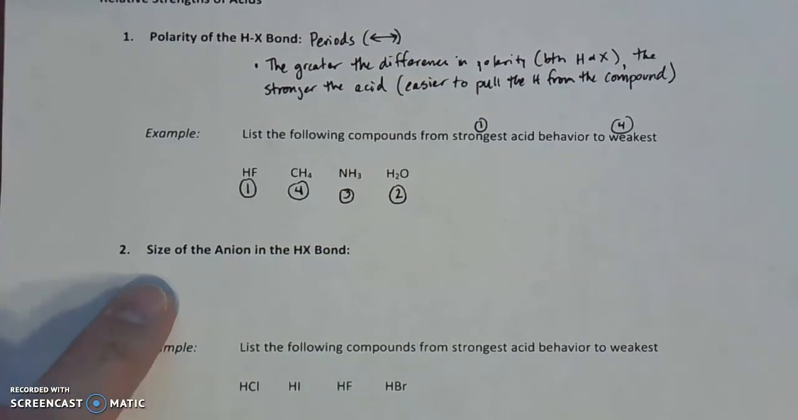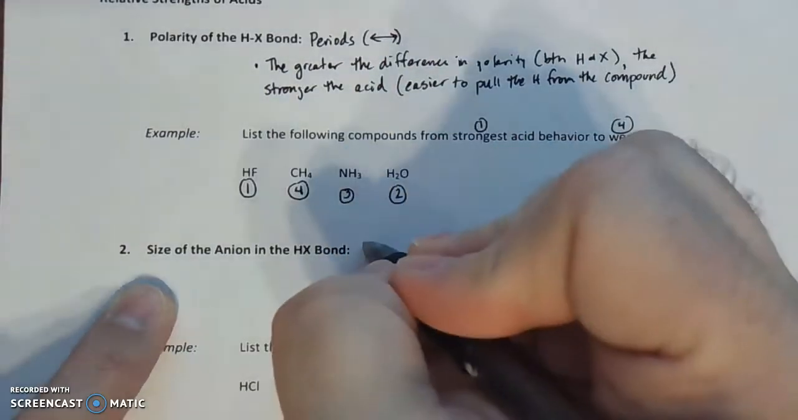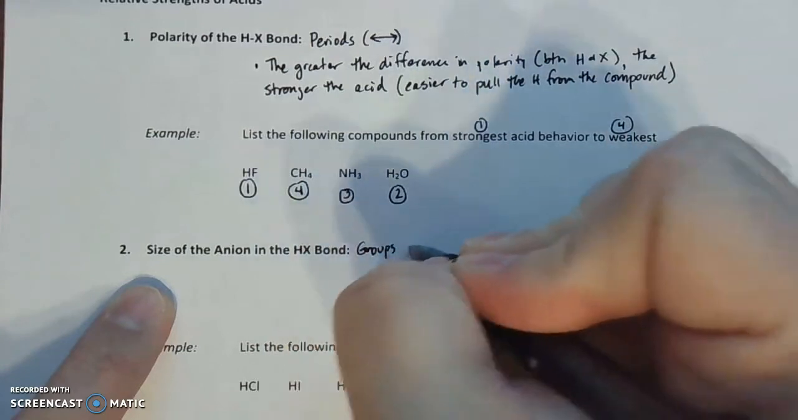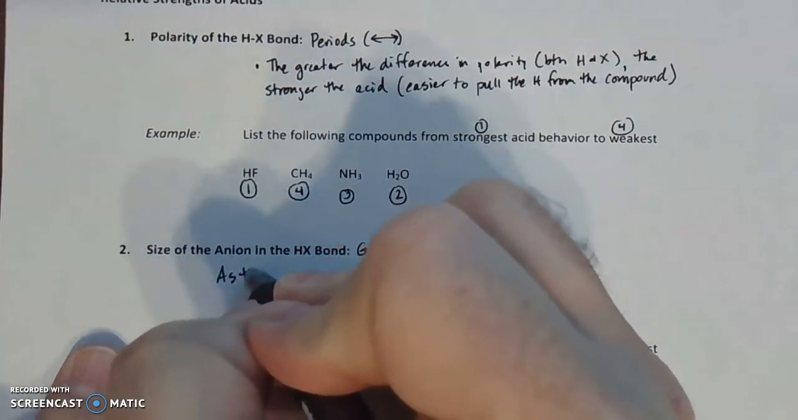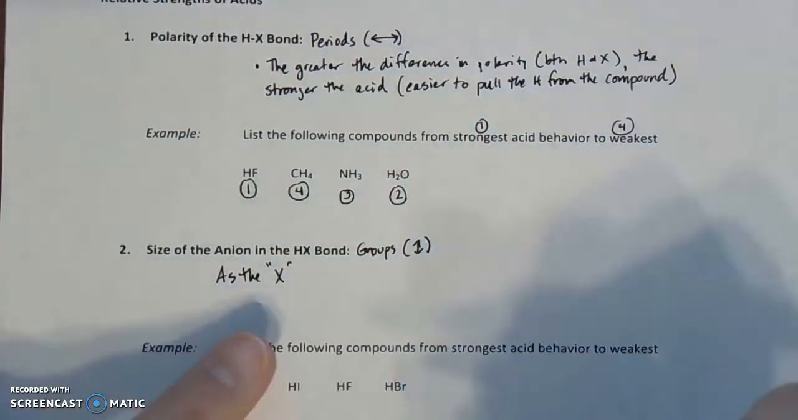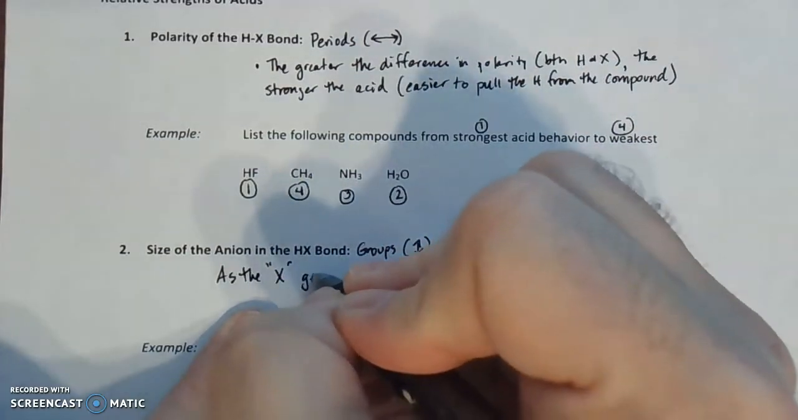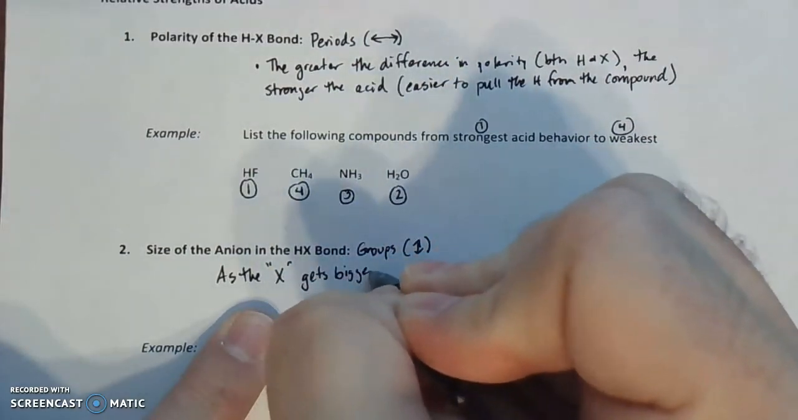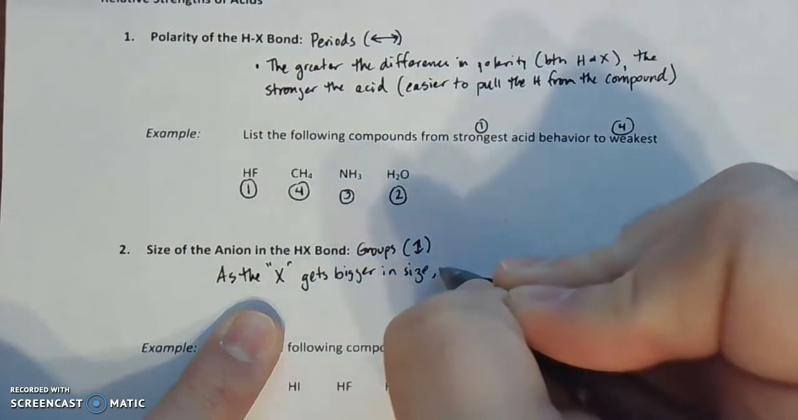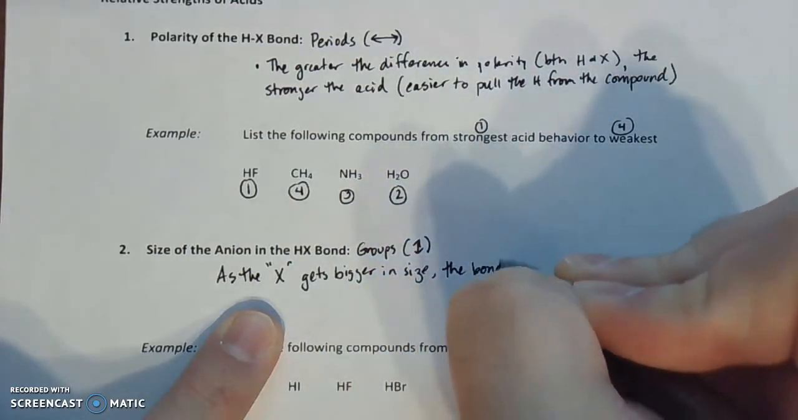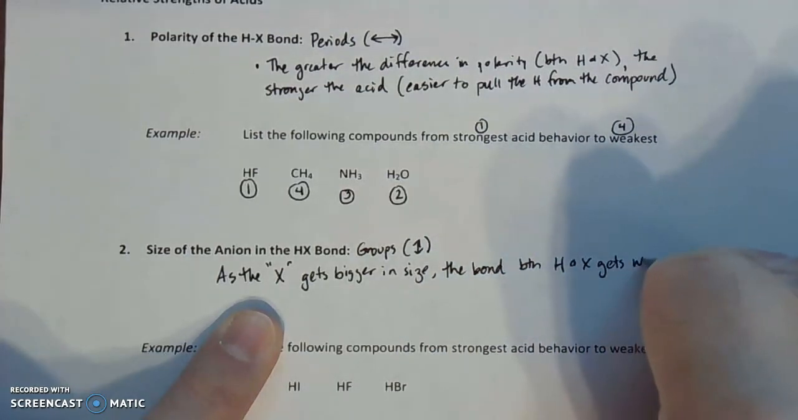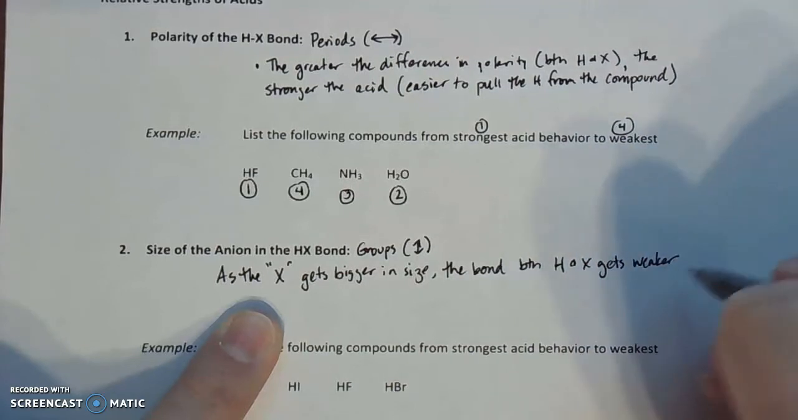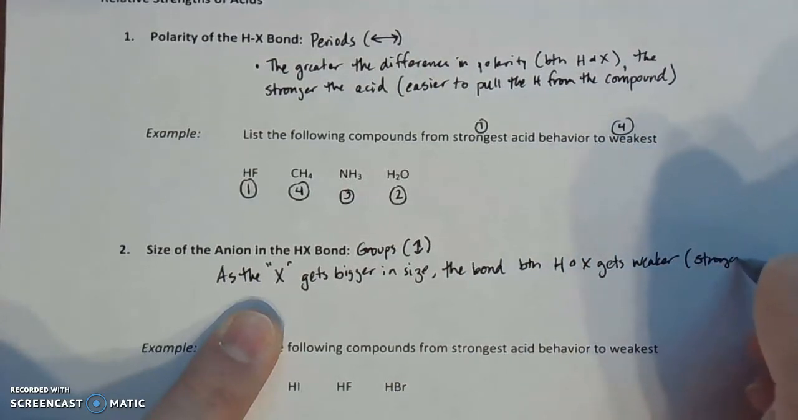We also can look at the size of the anion in the HX bond. So this is what we use when we look at groups in a periodic table. So we're looking at the columns. So as the X, which is the other element, gets bigger in size, the bond between H and X gets weaker, which means that we have a stronger acid.